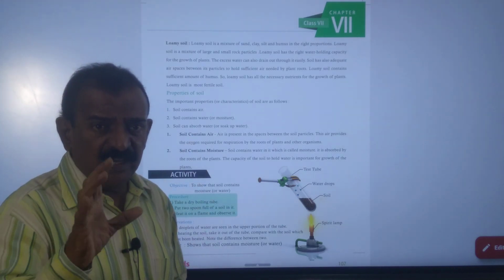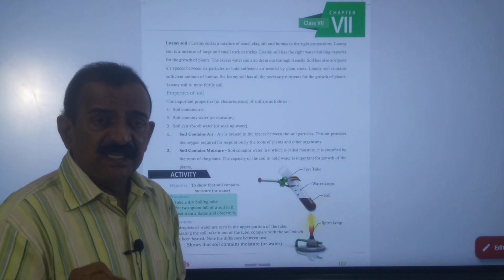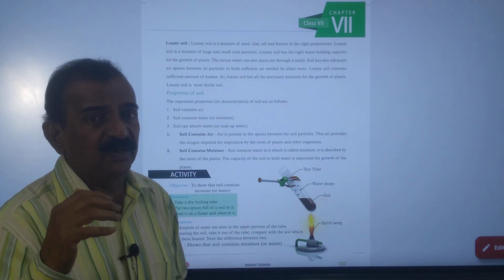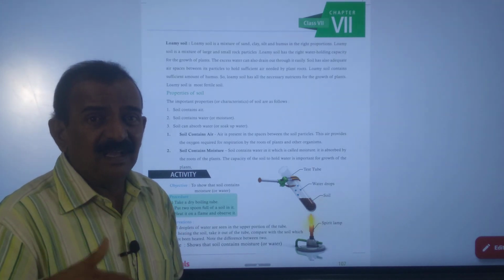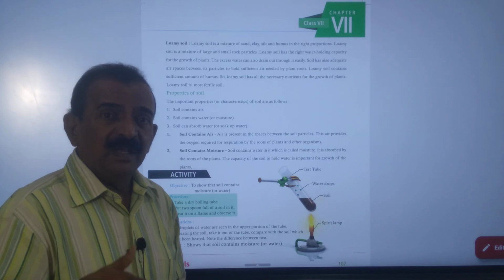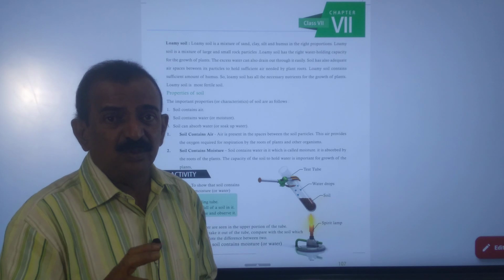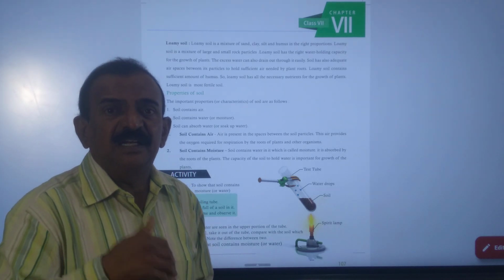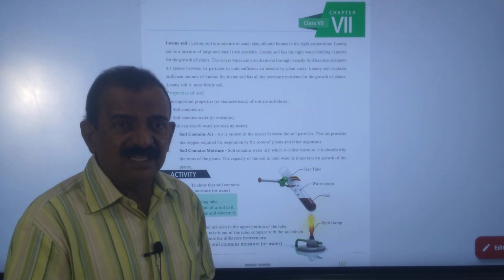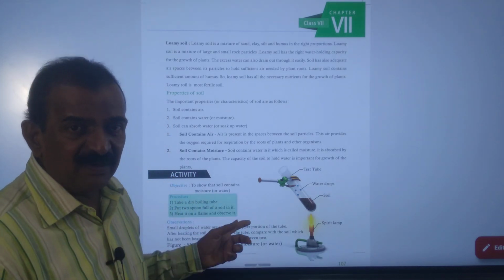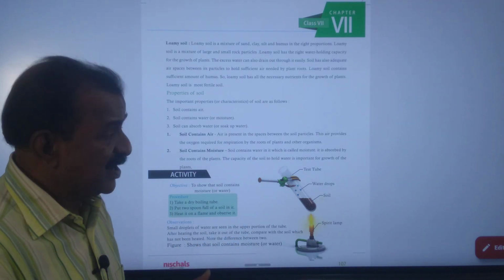Soil is an important structure, helpful for the growth of plants, and soil gives shelter to many living organisms, as I told you: microorganisms like algae, fungi, and rhizobium bacteria, and earthworms, beetles and rodents all get shelter in the soil. In this way soil is a habitat for many living organisms.